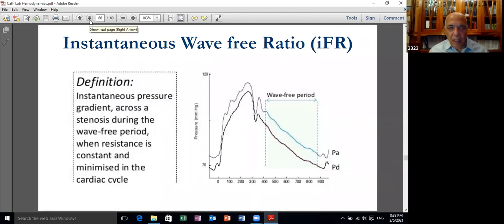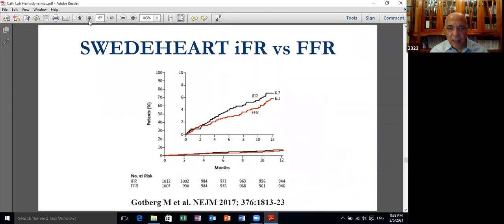So after the introduction of this, there was some controversy about its validity, but in the SWEDEHEART trial, you can see the outcome, and there is no difference between them. The outcome over 1 year was completely similar. So the occurrence of myocardial infarction, occurrence of heart failure, and the need for urgent revascularization was the same, whether you are using the IFR or the FFR. Because IFR is more comfortable and less cumbersome, it has almost replaced the FFR.